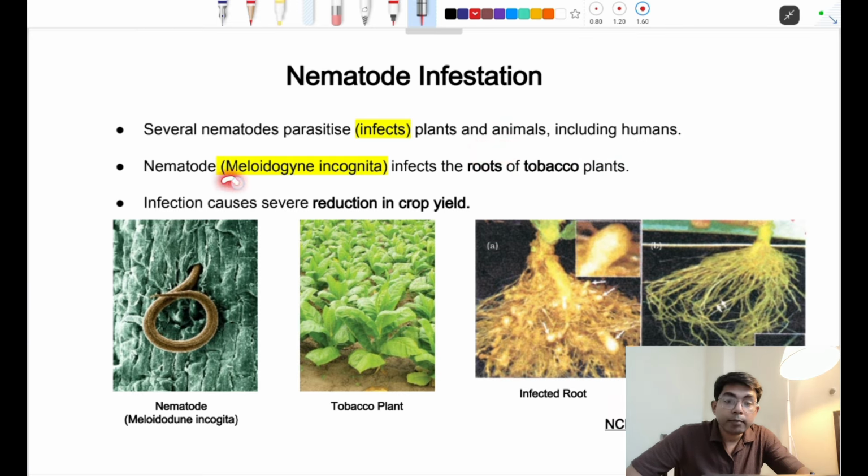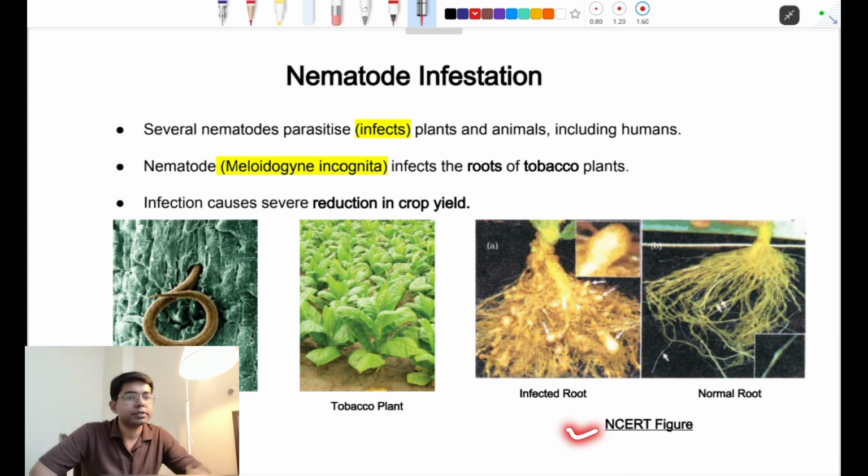What is the name of this nematode? The name of this nematode is Meloidogyne incognita. Remember this simple point. What happened due to this infection? There is a decrease in the crop yield. This diagram is showing the nematode. Nematode, you might have studied, is in the animal kingdom. This is the tobacco plant, and this is how the root infection looks. This is the infected root and this one is the normal root. This diagram is given in NCERT.